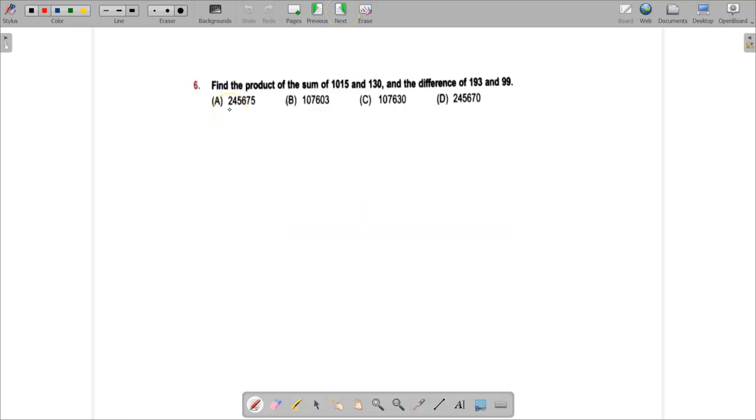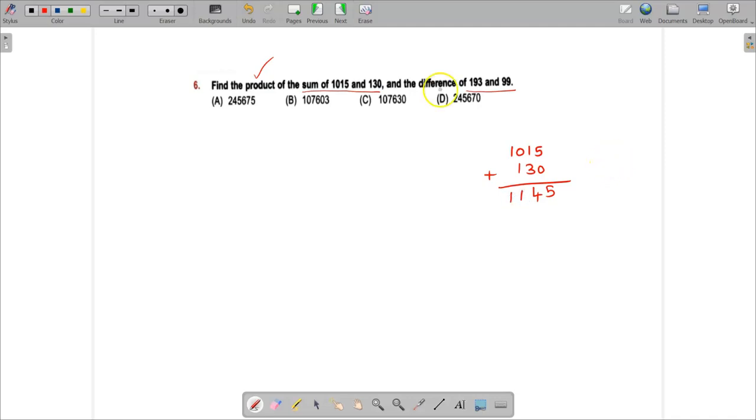Question 6 is: find the product of the sum of 1015 and 130 and the difference of 193 and 99. So they are asking us to find the product of these two. First we need to find the sum of these two numbers, then the difference of the other two numbers, and finally the product. What do you mean by sum? Sum is nothing but addition. So we need to add 1015 and 130. 5, 1 plus 3 is 4, 1 plus 0 is 1, and then 1.